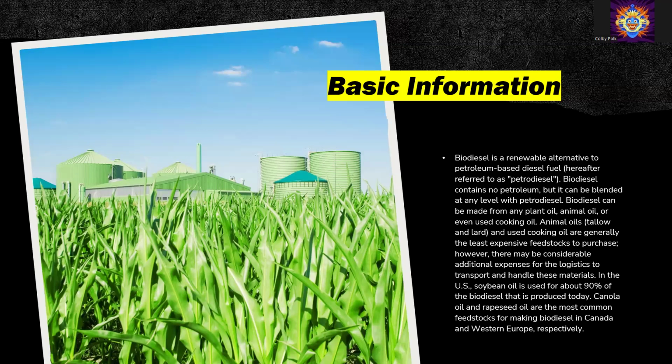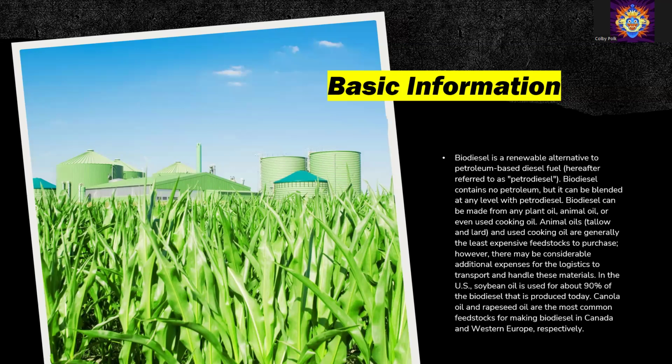It contains no petroleum, but it can be blended at any level with petrodiesel. It can be made from any plant oil, animal oil, or even used cooking oil. The animal oils, tallow and lard, and used cooking oil are generally the least expensive feedstocks to purchase. However, there is a considerable extra expense for the logistics to transport and handle the materials.